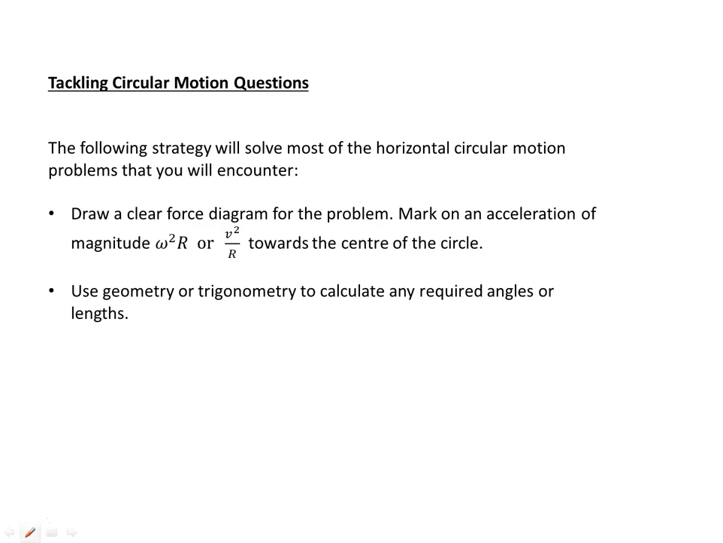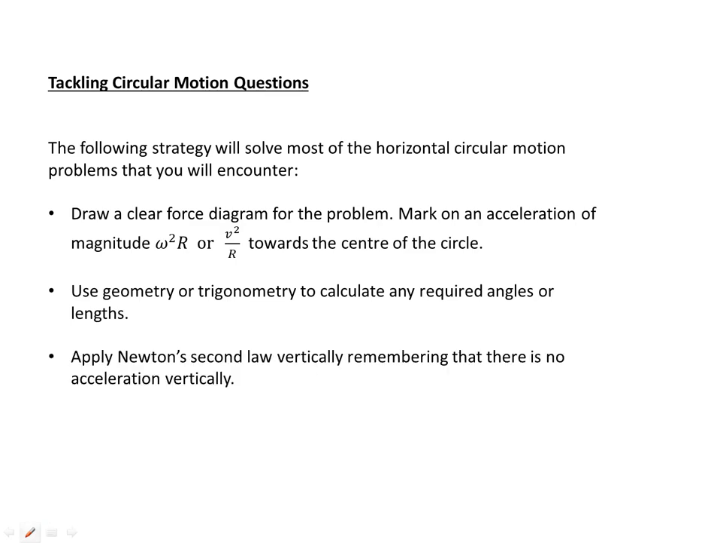And then in terms of the mechanics, you'll need to apply Newton's second law in two directions. First of all, vertically, remembering that if the particle is moving in a horizontal circle, then there will be no acceleration vertically, so the resultant force vertically must be equal to 0. And apply Newton's second law towards the centre of the circle. So the resultant force towards the centre of the circle will equal mass times the acceleration towards the centre of the circle.